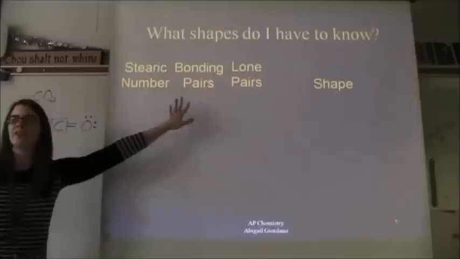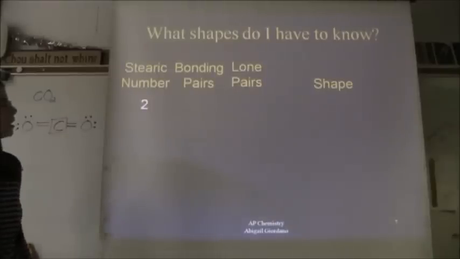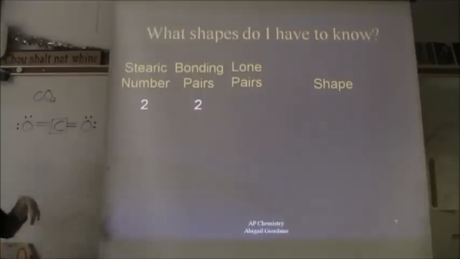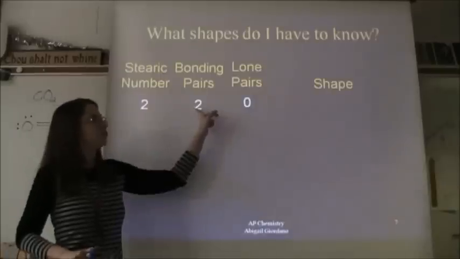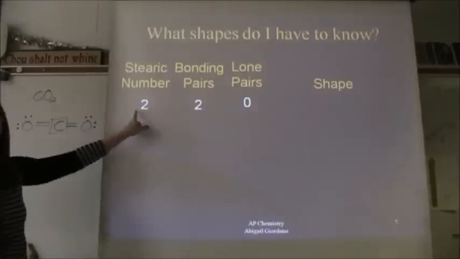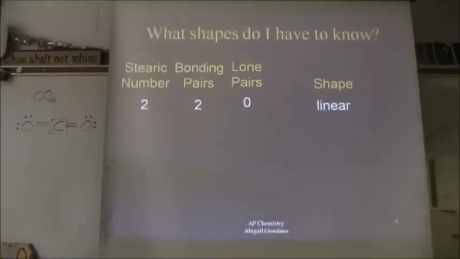Bonding pairs, that means of those 2 sides, how many of those sides have a bonding pair, or another way to say that would be a shared pair? How many of those 2 sides have a shared pair on it? 2, both of them. Okay. Are there any lone pairs on the central atom? That's all I care about. No. So guys, these two columns will always add to equal that one. And ladies and gentlemen, our first shape is linear.